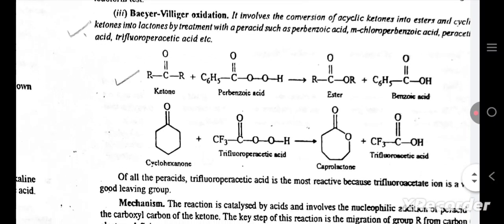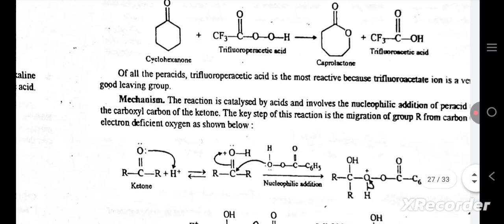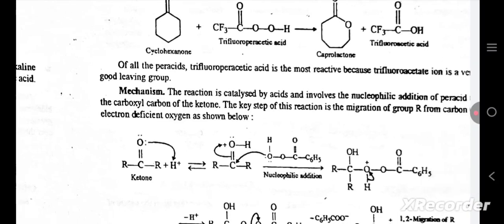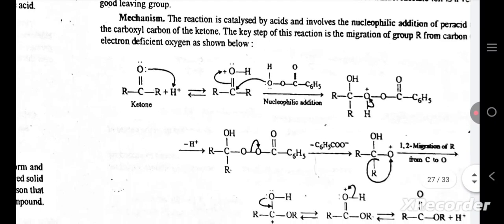Baeyer-Villiger oxidation. It involves the conversion of acyclic ketones into esters and cyclic ketones into lactones by treatment with a peracid such as perbenzoic acid, metachloroperbenzoic acid, or trifluoroperacetic acid. Of all the peracids, trifluoroperacetic acid is the most reactive because trifluoroacetate ion is a very good leaving group. The reaction is catalyzed by acids and involves the nucleophilic addition of peracid to the carbonyl carbon of the ketone.